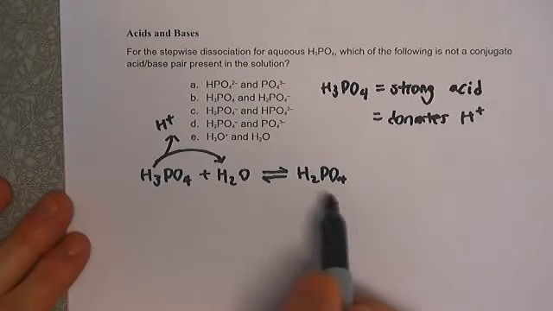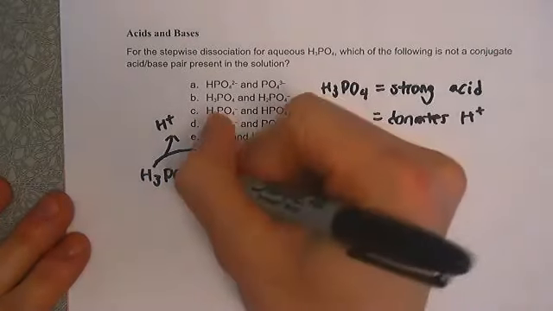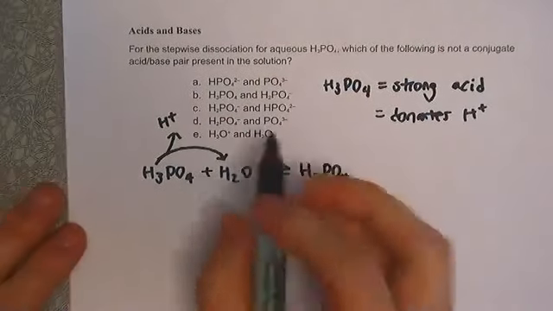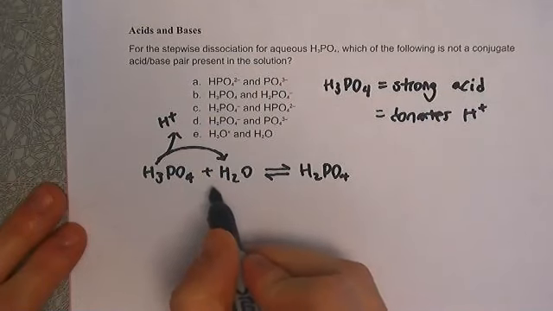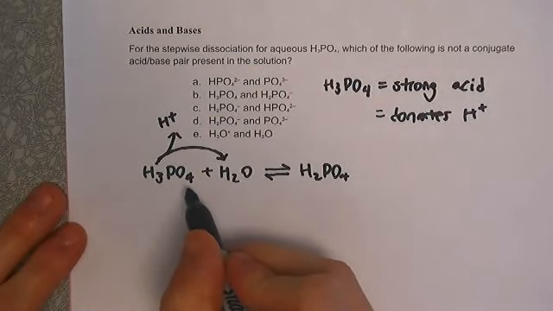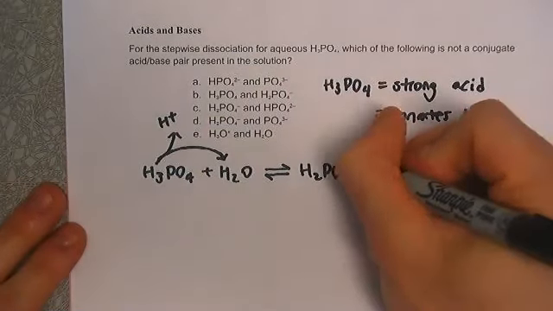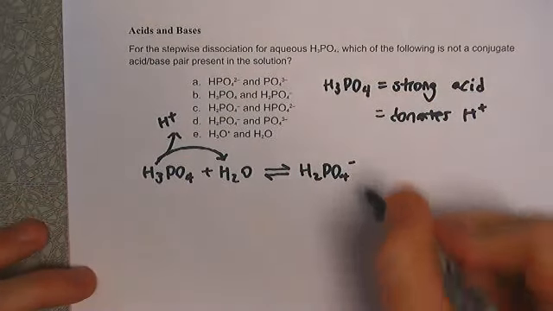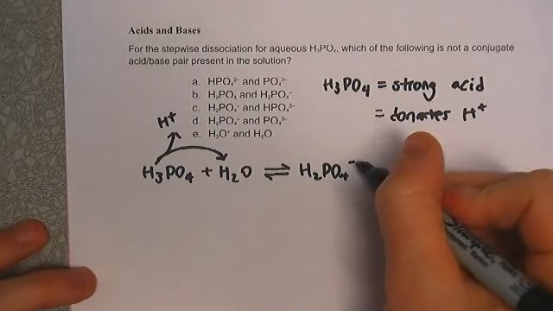It becomes H2PO4. This was originally no charge, right? There's no negative, there's no positive 2, whatever charge on this molecule. If I lose a +1 charge, what does this become? If I was at 0 originally and I lose +1, 0 minus 1 is equal to -1, right? That's why I have a minus here.